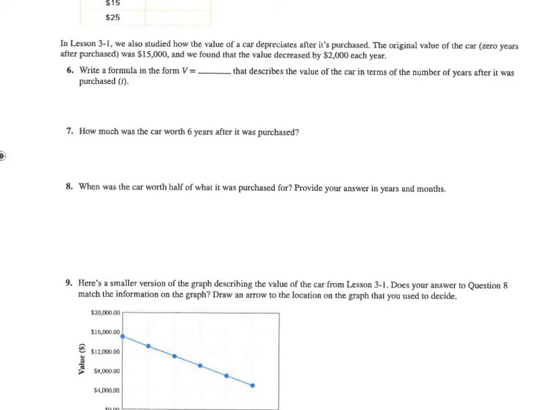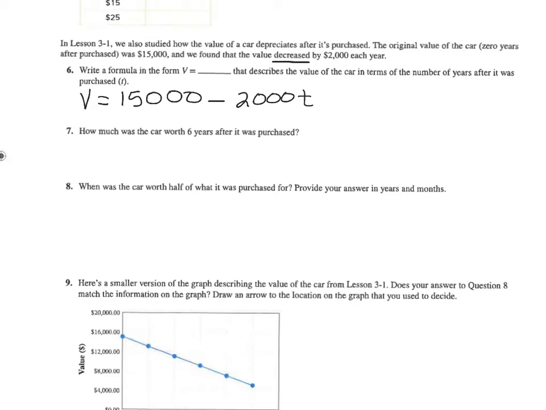And so they want us to write a formula in the form of V equals something that describes the value of the car in terms of the number of years after it was purchased, T. So we started out with the car being worth $15,000. And it's going to be decreasing, so we'll be subtracting something. And it's going to go down by $2,000 every year. So $2,000 times T was the number of years.